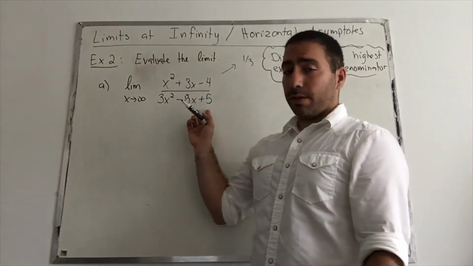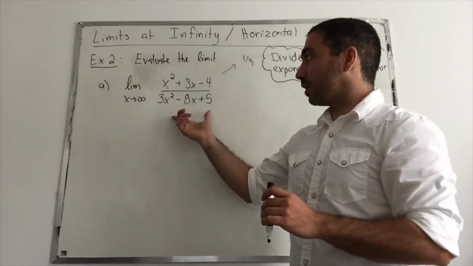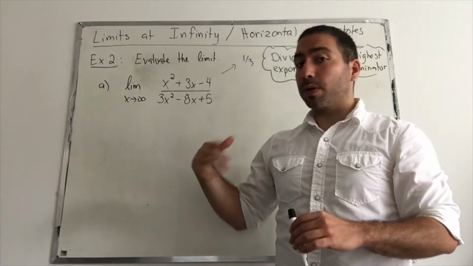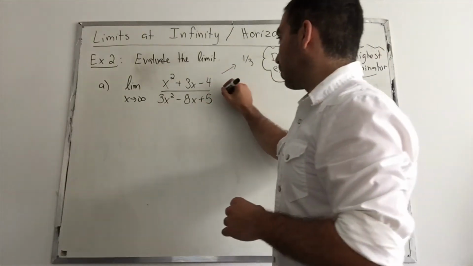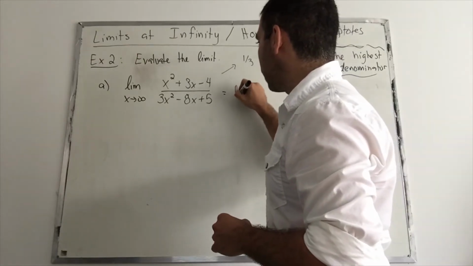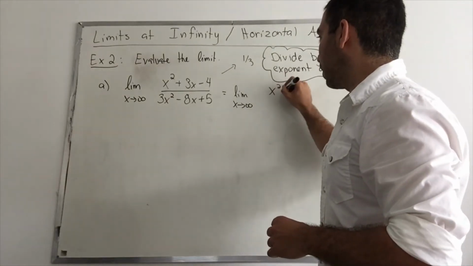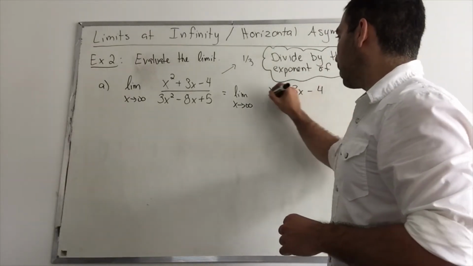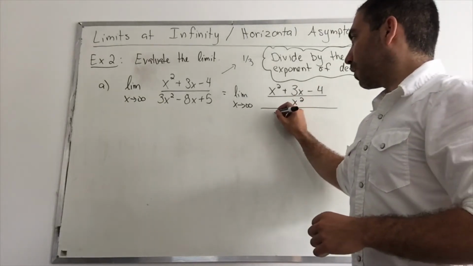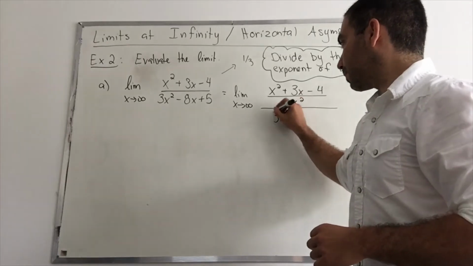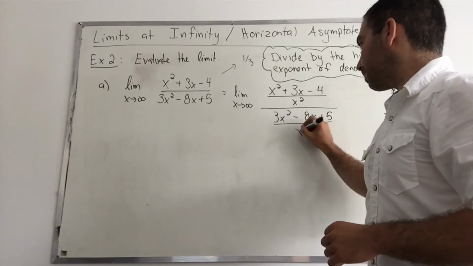So basically the degree of the denominator, or the highest exponent of the denominator is what in this case? Well, it's an x squared. So what we're going to do is we're going to divide the top and the bottom by x squared. Okay, that's step 1. So we're going to rewrite it as the limit as x goes to infinity of x squared plus 3x minus 4, all that divided by x squared, big division sign, 3x squared minus 8x plus 5, all that divided by x squared.